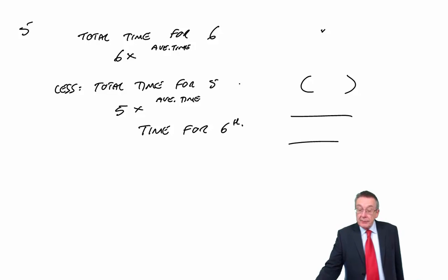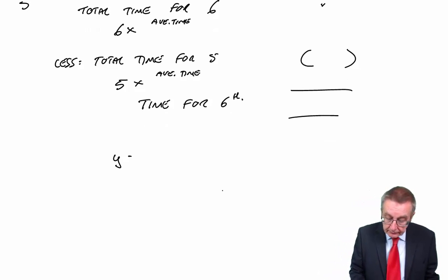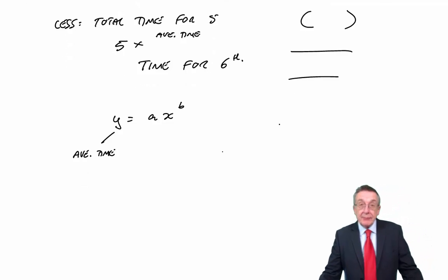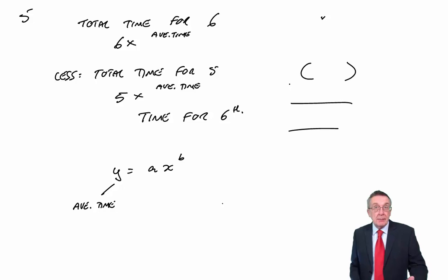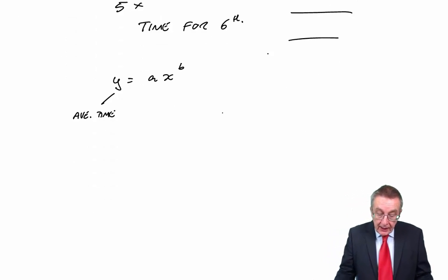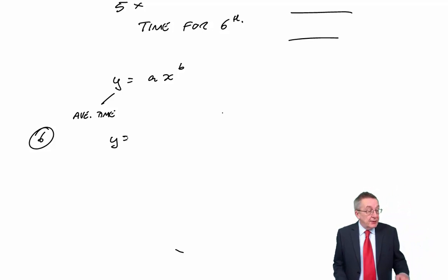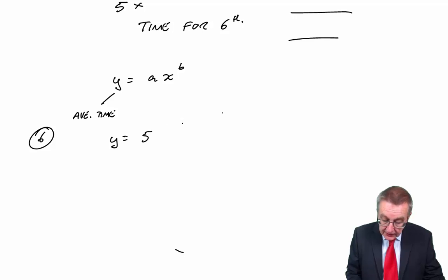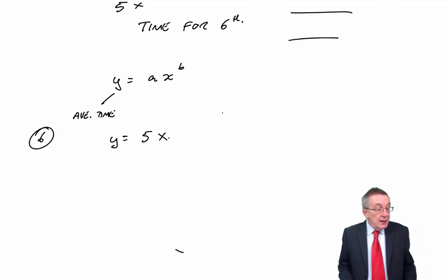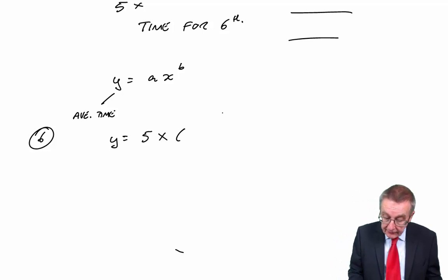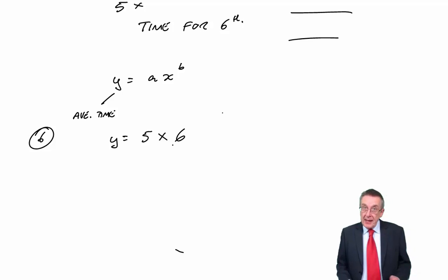And now we turn to the formula, because the formula gives you the average time, which is what we're after. We'll have to do it twice. First of all, we need to know the average time per job if we do 6. So if we do 6, y is A, the time for the first job, which was 5 hours, times x, the number of jobs, well, we're doing it for 6, to the power b.